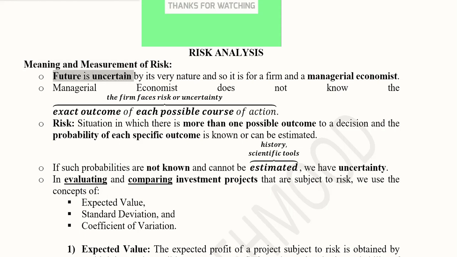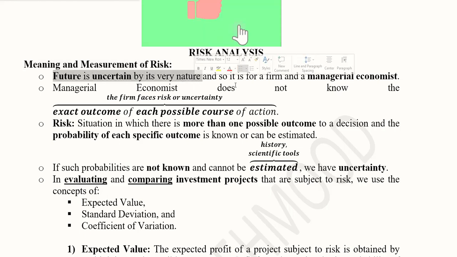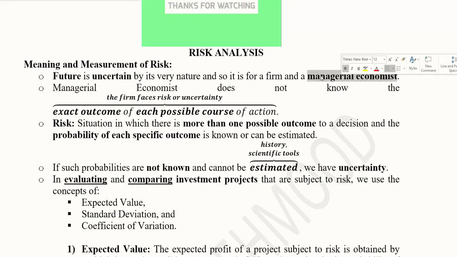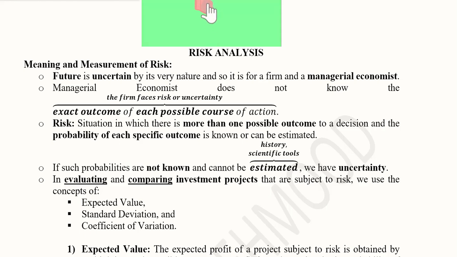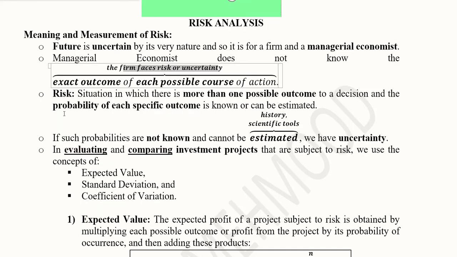We know that the future is uncertain by its very nature. It is something which is a universal truth. So it holds for the managerial economist's analysis as well, because he has to deal with the firm, and the firm is also vulnerable to the unexpected changes that can happen in future. A managerial economist does not know the exact outcome of each possible course of action. There are a number of options that a managerial economist has, and knowing the outcomes exactly is not possible. So that's where the uncertainty creeps in, and risk analysis is necessary. This is why we are going to study risk analysis.